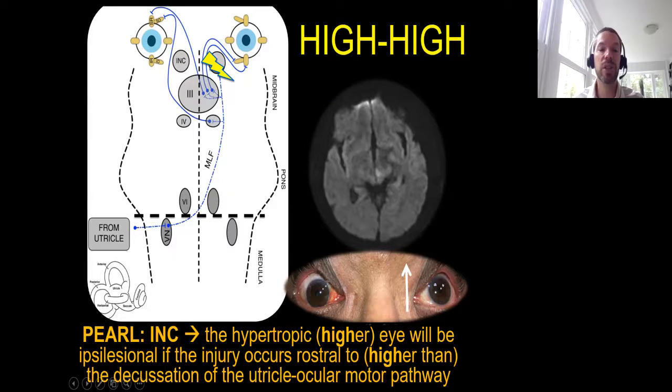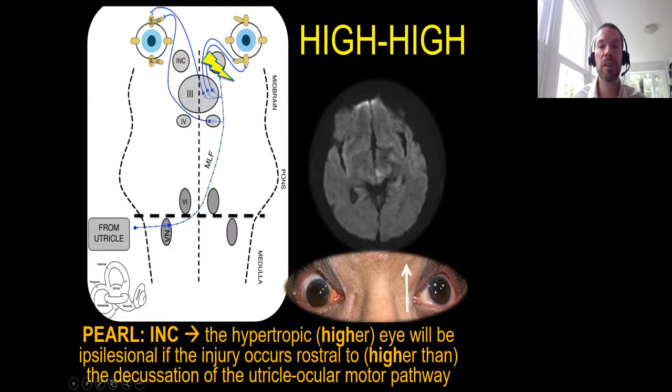If the patient has a skew deviation, the right eye is going to be the lower eye because we are low. We are a right-sided lesion. The right eye is the lower eye. We are lower than the decussation. If we affect this exact same pathway after it crosses, now we are higher than the decussation. Now we are ascending via the medial longitudinal fasciculus.